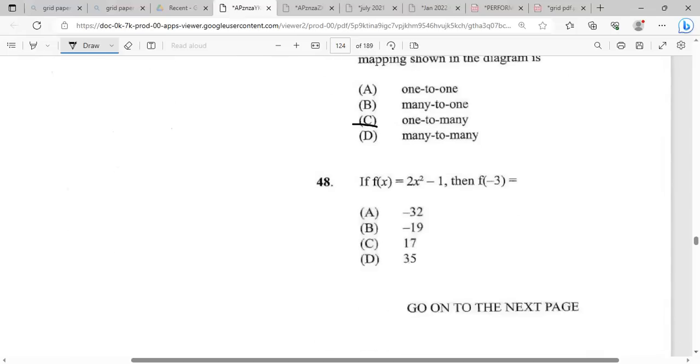All right, 48. If f of x is equal to 2x squared minus 1, then f of negative 3 is? So all we do is put negative 3 in our bracket, square it, and minus 1. So we know that's 9, because any number squared is positive. 2 nines are 18, minus 1, which works out to 17.